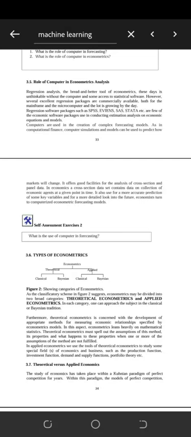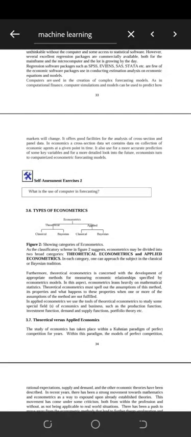So there are a few of the economic software packages used in conducting estimation analysis on economic equations and models. So you have them, what do you call it? Python is there, what else is there? They are many that one can use. Excel can also do some of these things too.